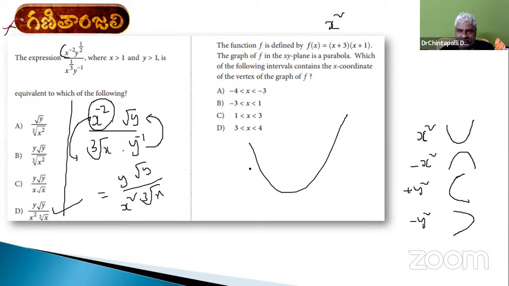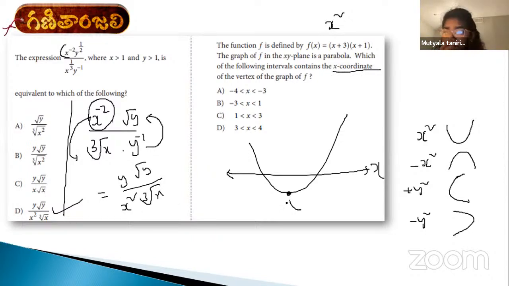This is x-axis. Here, the graph of f in the xy plane is a parabola. Which of the following intervals contain the x coordinate of the vertex? This is called the vertex. It is the name of this point. Yes, this vertex lies in this interval.